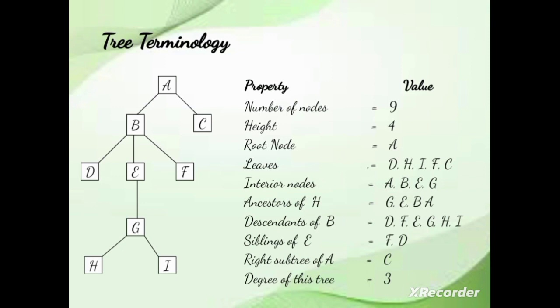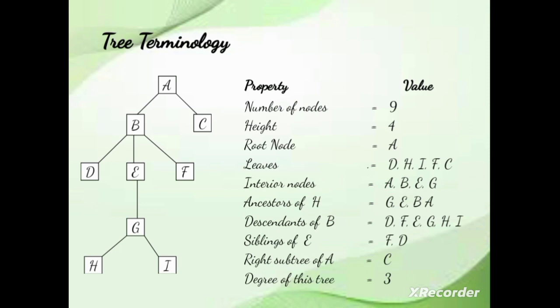Siblings of E equal F and D. Siblings are nodes that share the same parent. In this case, the siblings of E are F and D. The right subtree of A equals C. The right subtree of node A is formed by the subtree rooted at C. This indicates the portion of the tree that descends from the right child of A. The degree of this tree equals 3. The degree of the tree is the maximum number of children among all its nodes. In this instance, the maximum degree is 3.